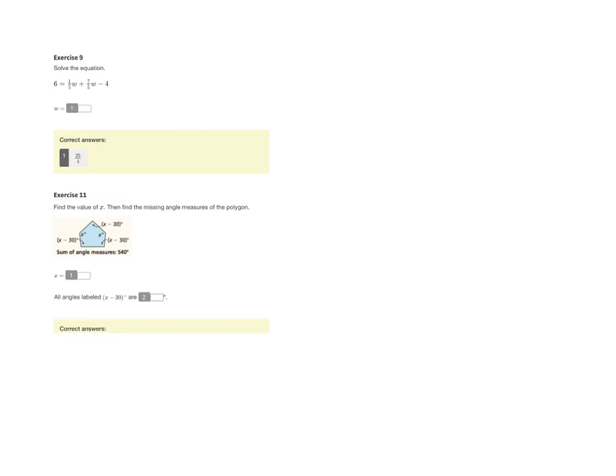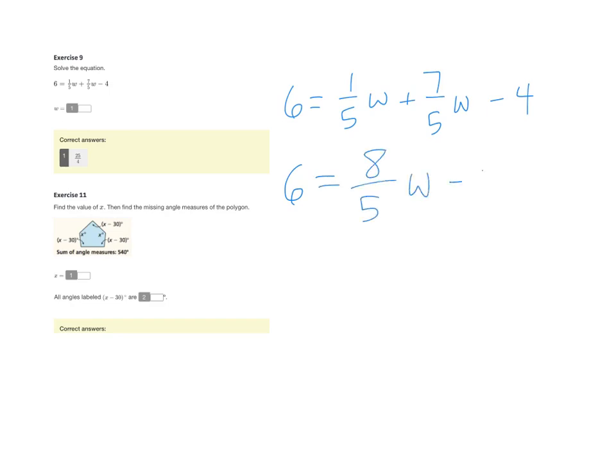Question number 9, I've got 6 is equal to 1/5 w plus 7/5 w minus 4. And the first thing that I'm going to identify is that I can combine like terms. I'm going to put these together. So 1/5 plus 7/5 is going to give me 8/5. So I got 6 is equal to 8/5 w minus 4.